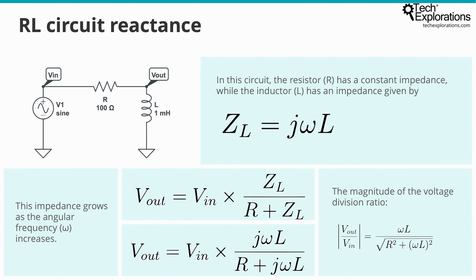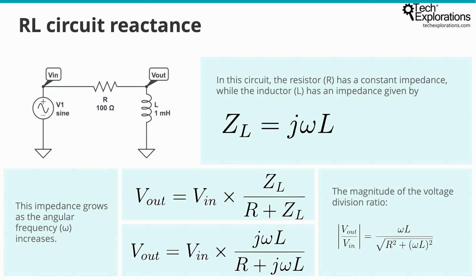We use the same voltage divider rule as before, this time applying it to the inductor. And the output voltage across the inductor is given by this formula that you see right now, where Vout equals Vin times ZL divided by R plus ZL. Substituting the impedance of the inductor, we get this formula. Vout equals Vin times j omega L divided by R plus j omega L. And from this, we can determine the magnitude of the voltage division ratio given by this formula.